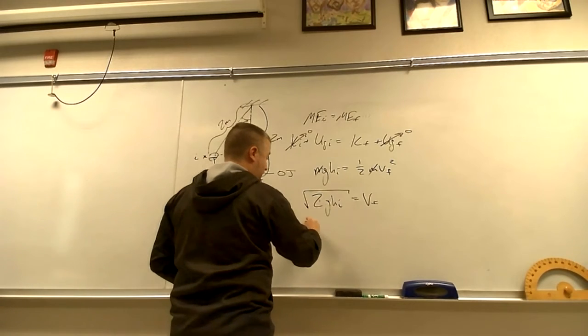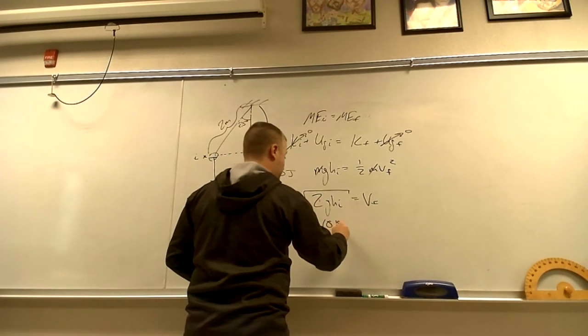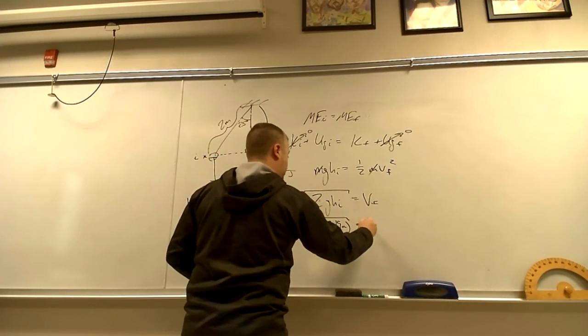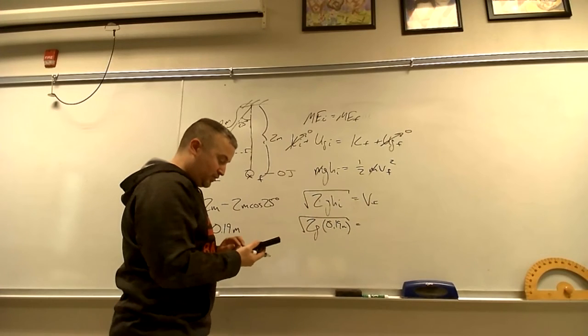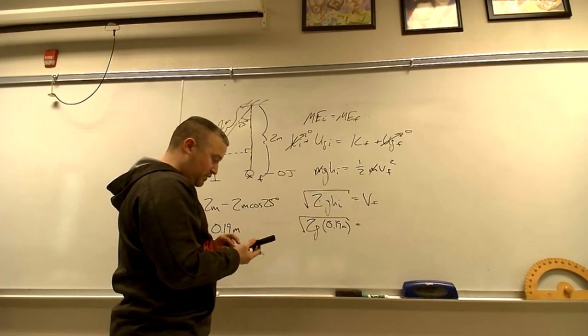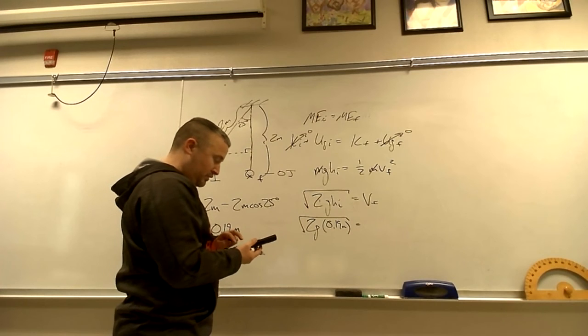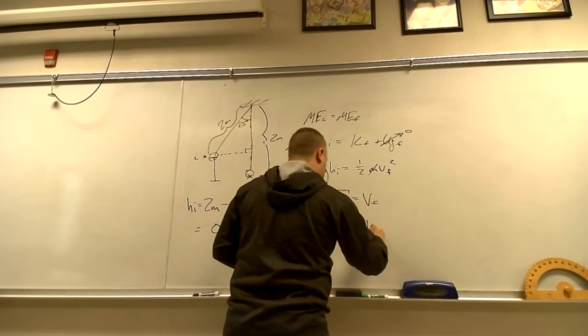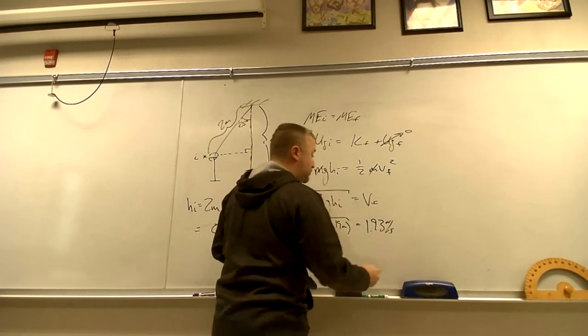Now I just come over here and take the square root of 2 times g times 0.19 meters, and that gives you the final speed. 2 times 9.8 times 0.19, square root, and we get an answer of 1.93 meters per second.